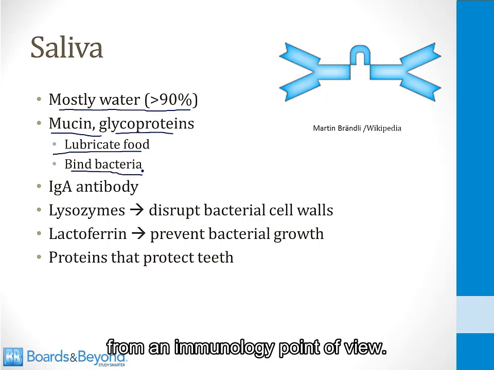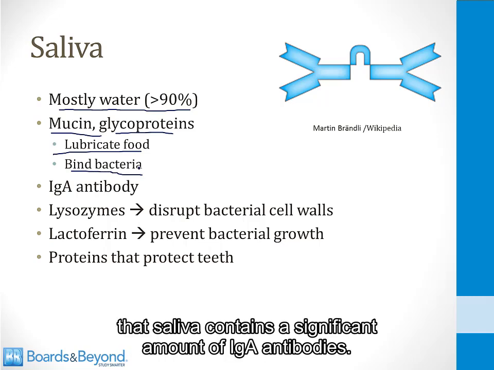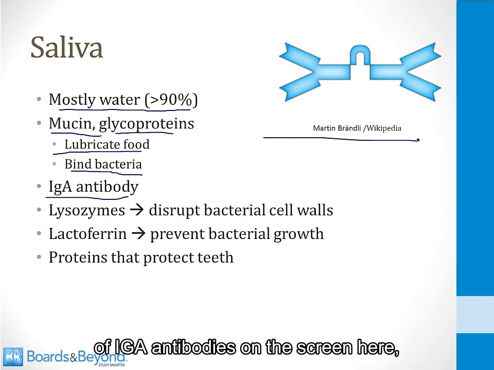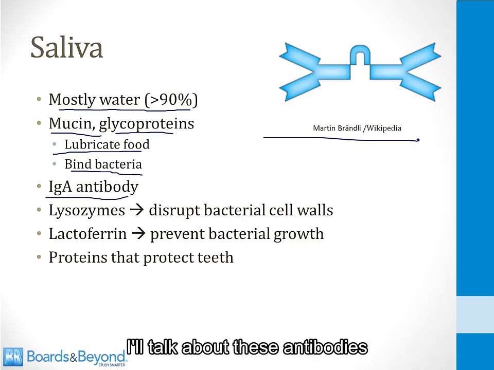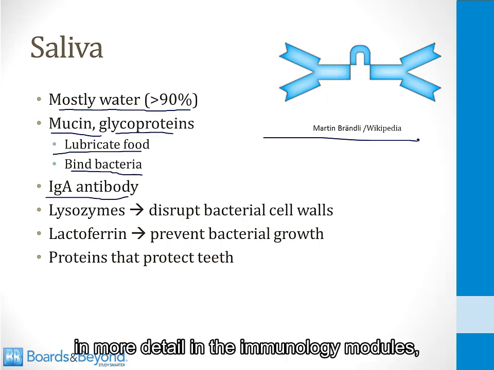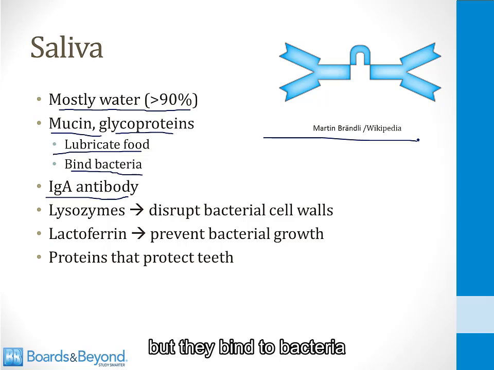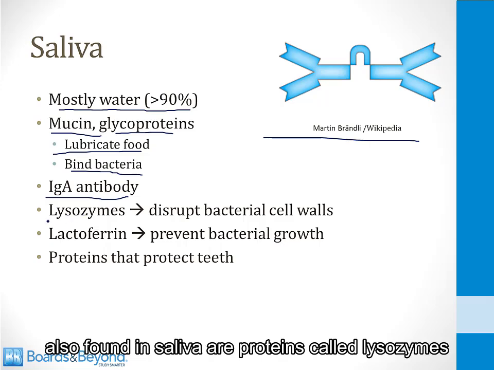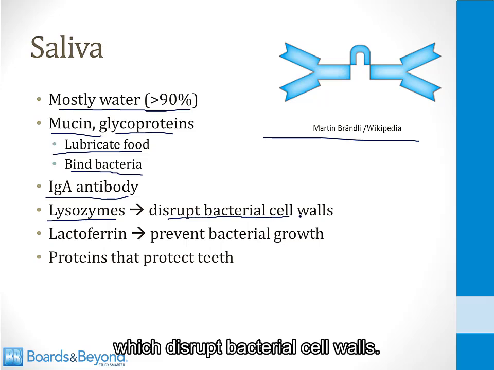From an immunology point of view, you should know that saliva contains a significant amount of IgA antibodies. This is a picture of the structure of IgA antibodies on the screen here. I talk about these antibodies in more detail in the immunology modules, but they bind to bacteria and prevent them from entering the mucosa. Also found in saliva are proteins called lysozymes, which disrupt bacterial cell walls.